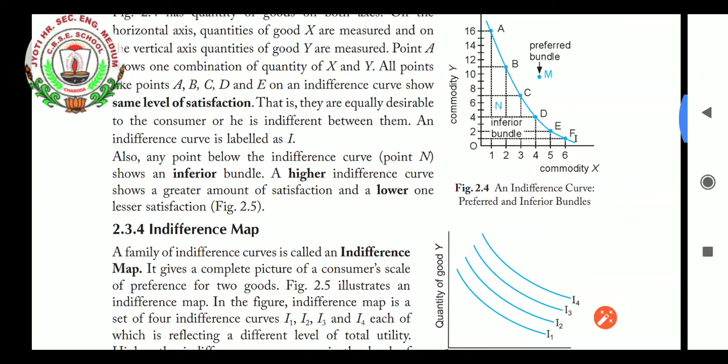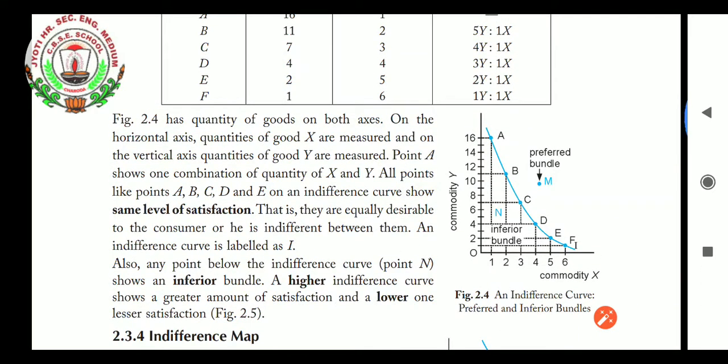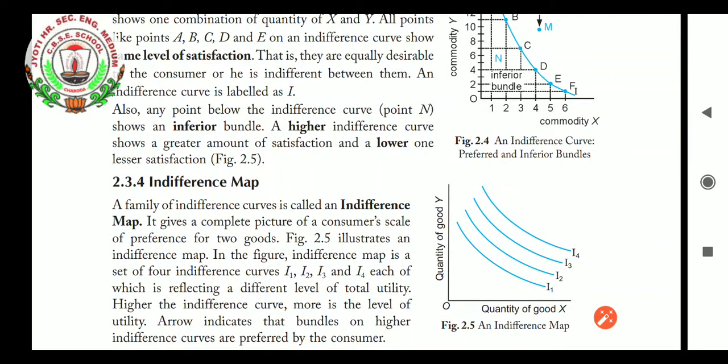Any point below the indifference curve, point N, shows an inferior bundle. A higher indifference curve shows a greater amount of satisfaction and a lower one lesser satisfaction. So here we can see the preferred bundle. We can see commodity X and commodity Y, where 0, 1, 2, 3, 4, 5, 6 are the units of X. We can see how the same tabular data has been expressed in terms of a graph.